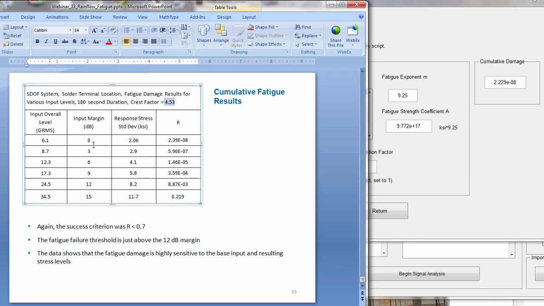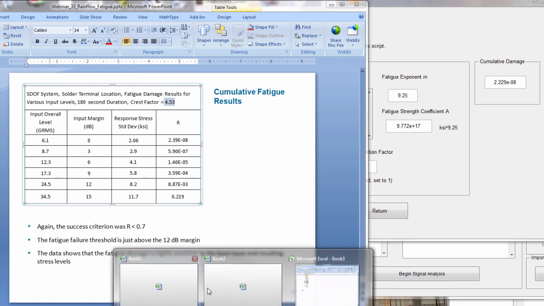Now for a 3 dB margin, being that these are amplitudes to the first power, the increase is a scale factor of the square root of 2. So you can see the input overall levels are going up by a scale factor of the square root of 2, as are the response stress values, also likewise going up by the square root of 2. Now the R value, the cumulative damage, look at what happens there. The R value is definitely going up by higher than the square root of 2.